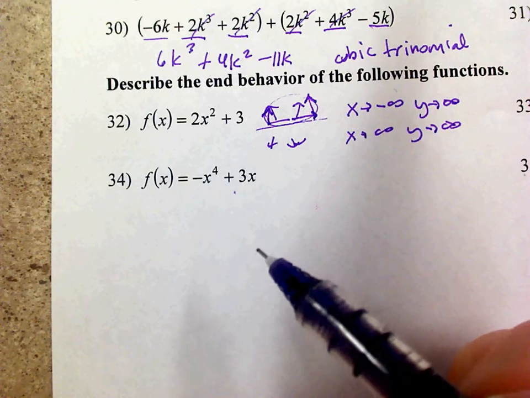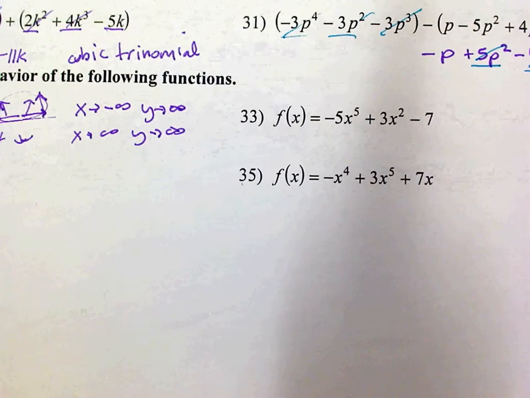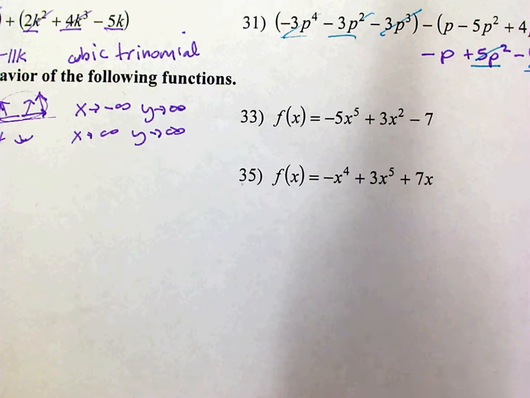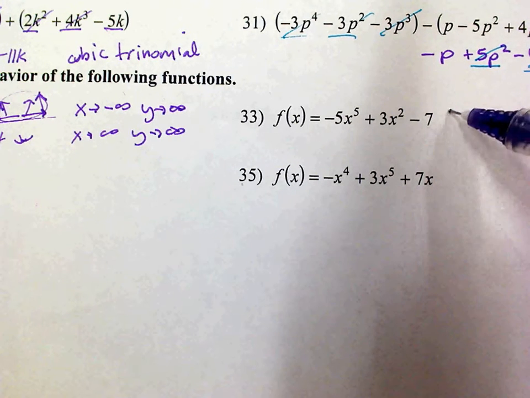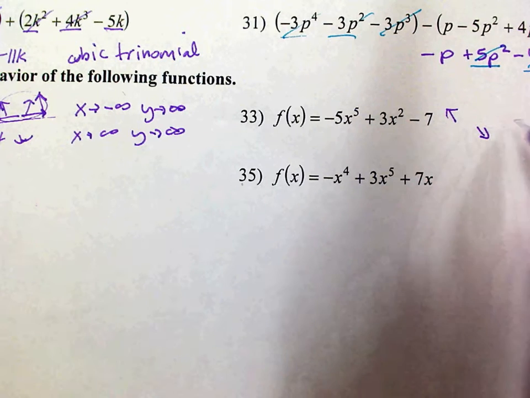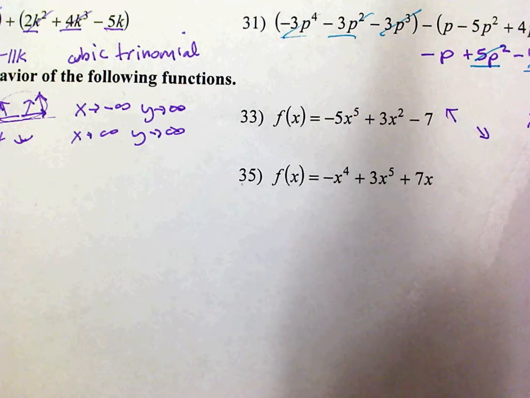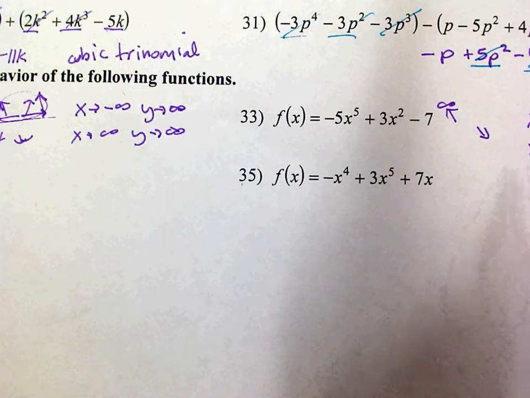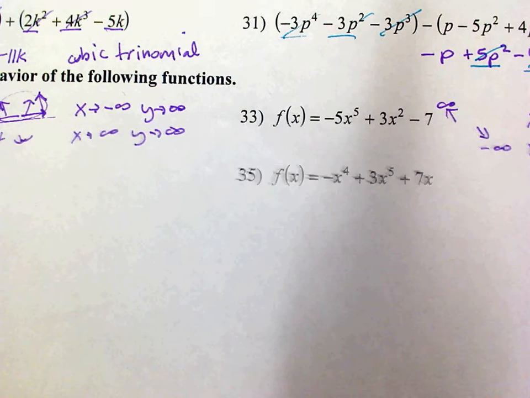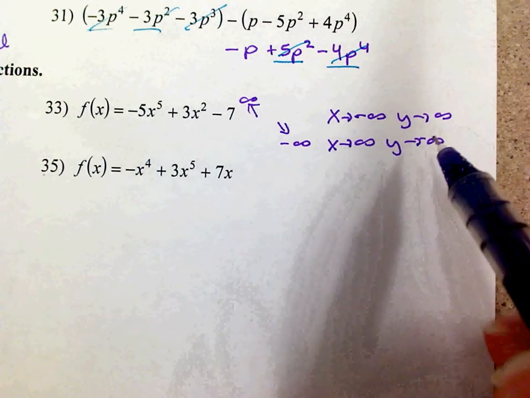Okay? This one is a negative odd. Odds go in opposite directions, and if it's negative, then in general it goes down from left to right. So that means, as x goes to negative, y goes to positive, so we start from above, and as x goes to positive, we go down below. So as x goes to negative, y goes to positive. As x goes to positive, y goes to negative.